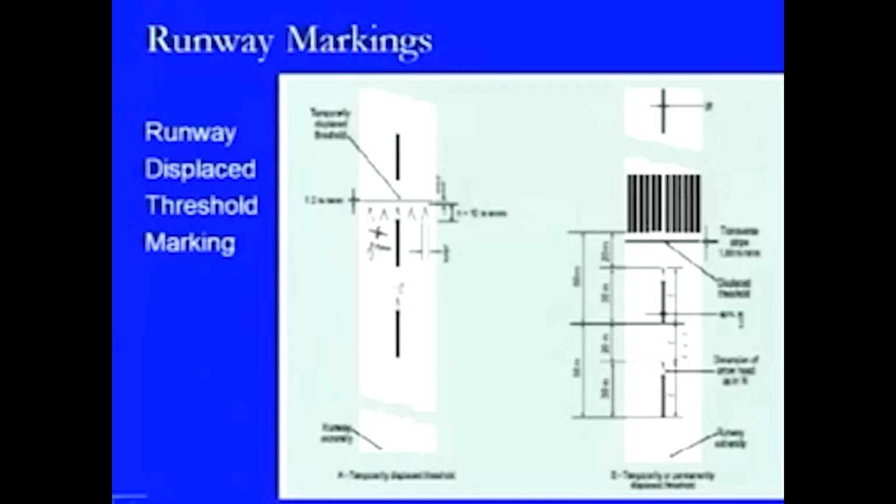The other way of doing the same is in this form, and there is a temporary displacement. That is why this is a thinner line and the arrows are showing that you are moving in this direction. So, this is the temporarily displaced threshold condition. This may be a temporary or a permanent displaced threshold condition.